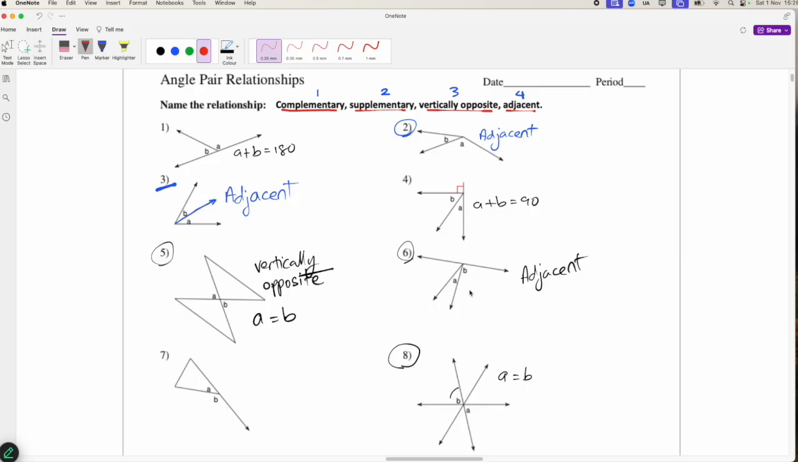So no, it's not complementary. It certainly is not supplementary. It's not vertically opposite. They are just adjacent. They're just next to each other. This angle and this angle, they both share this side.